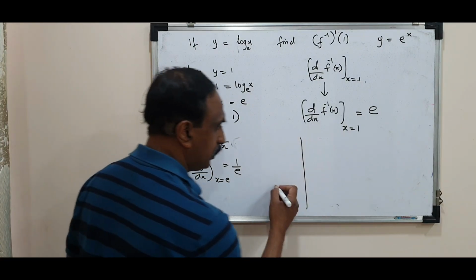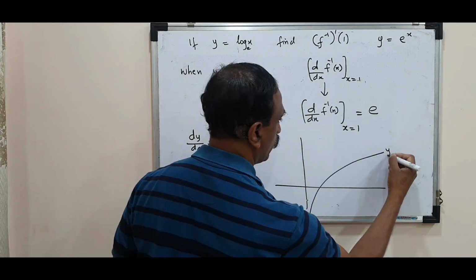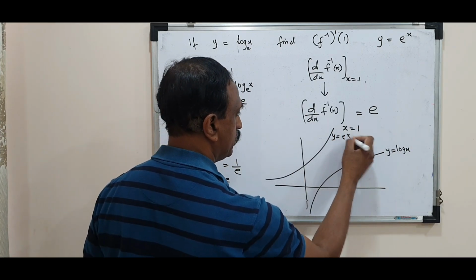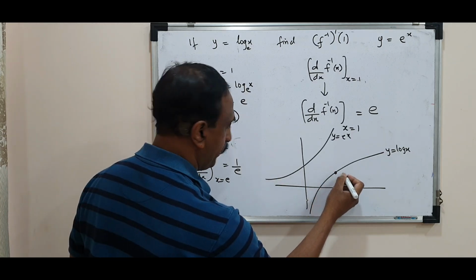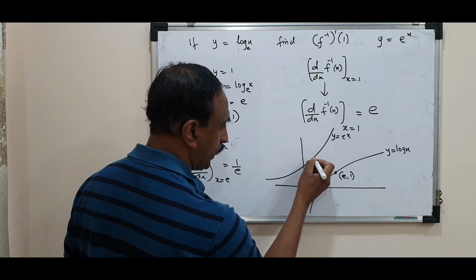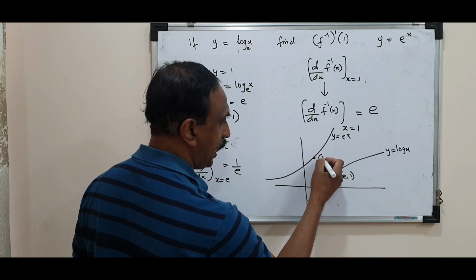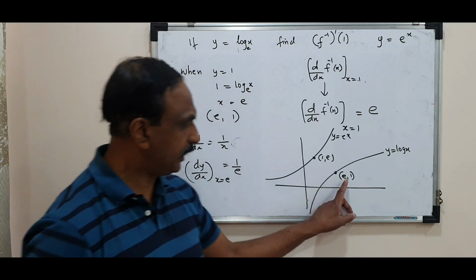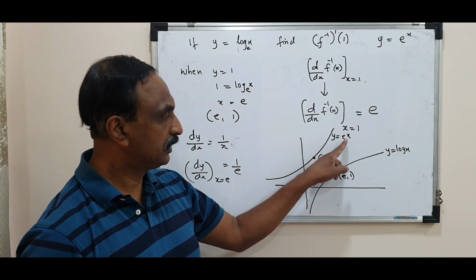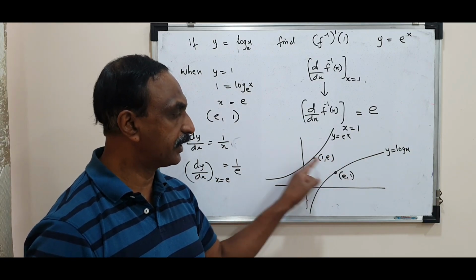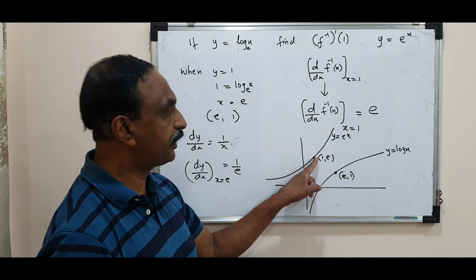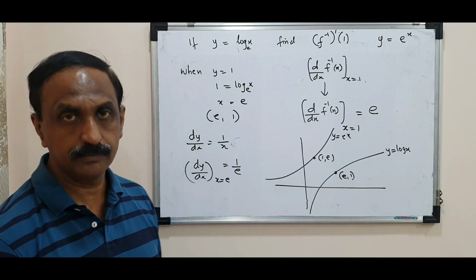Or to understand a little more, let's say this is a graph of y equal to log x. And this is a graph of y equal to e raised to x. We know the derivative at (e, 1). Then you can calculate the derivative of this function at (1, e). If you know the derivative of the function at (e, 1), then the derivative of the inverse function at (1, e) will be the reciprocal. So the slope of the derivative here is 1 by e. So derivative over here will be e. That is the meaning of it.